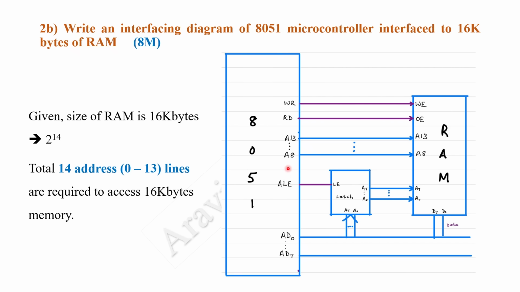Then continuation of the address line will be from A8 up to A13. Total A0 up to A13, total 14 lines, we are going to have. The other two lines we are going to have are RD and WR. This is the write signal where the data from the microcontroller will be written onto the RAM, and RD is the read, so data from the RAM will be read to the microcontroller. The same lines are connected over here as WE, that is write enable, as well as output enable.